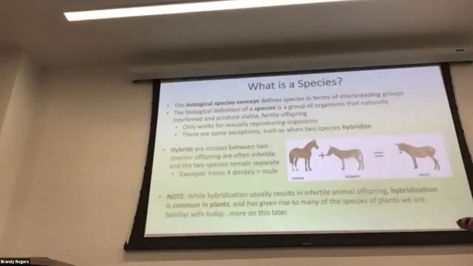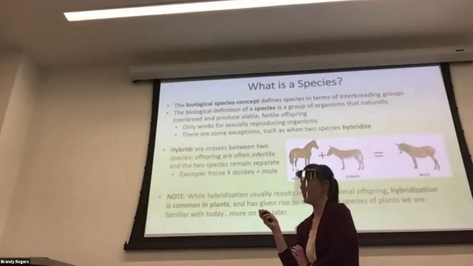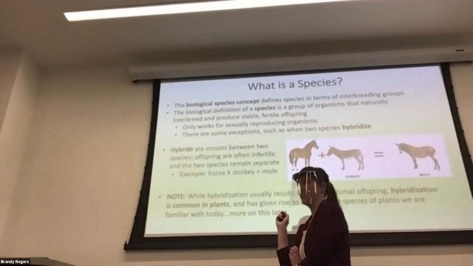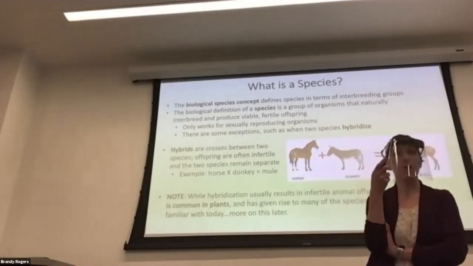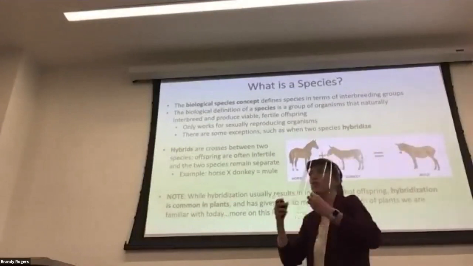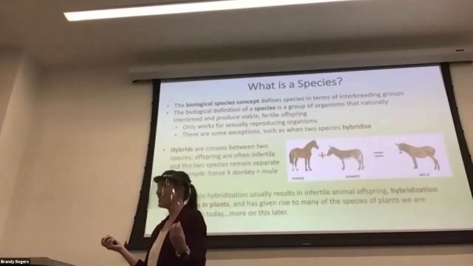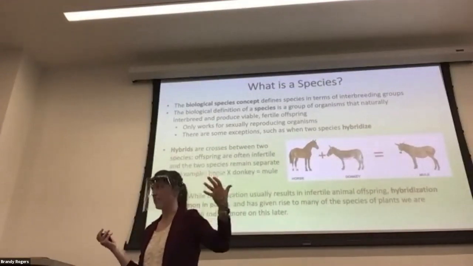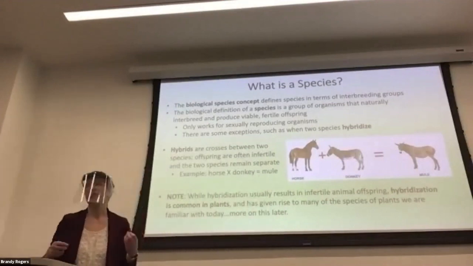Can you guys think of an immediate example of a limitation of this concept? It's up there, so you can peek. Yeah. Organisms that reproduce asexually. What do you do about organisms that reproduce asexually? How do you qualify asexually reproducing groups as species if they don't interbreed ever? Because it's not part of their biology, right? So that's the major limitation of this concept, but that's okay.